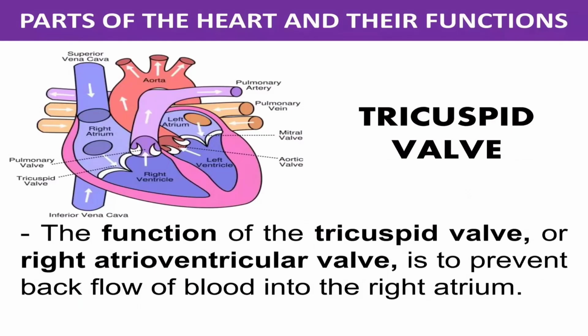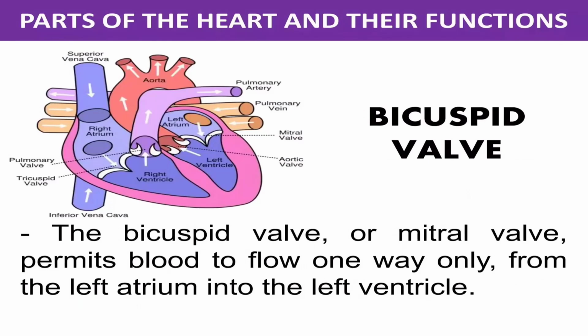Next is the tricuspid valve. The function of the tricuspid valve, or right atrioventricular valve, is to prevent backflow of blood into the right atrium. Next is the bicuspid valve. It plays a similar role to the tricuspid valve. The bicuspid or mitral valve permits blood to flow one way only, from the left atrium into the left ventricle.